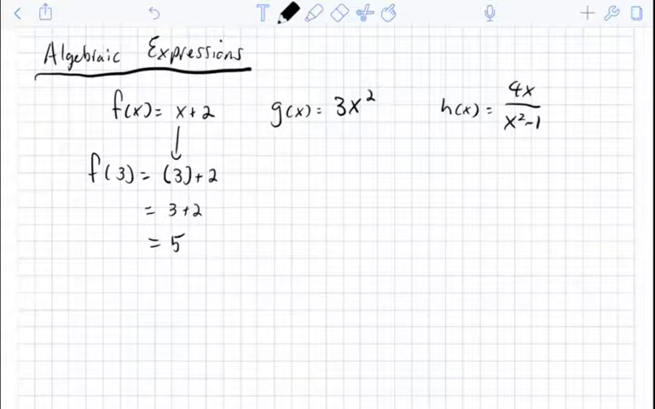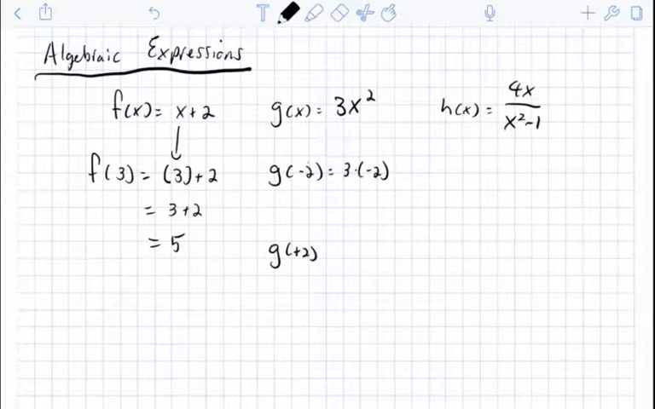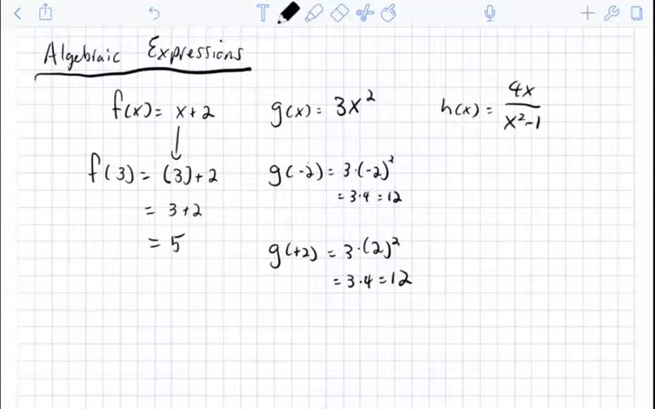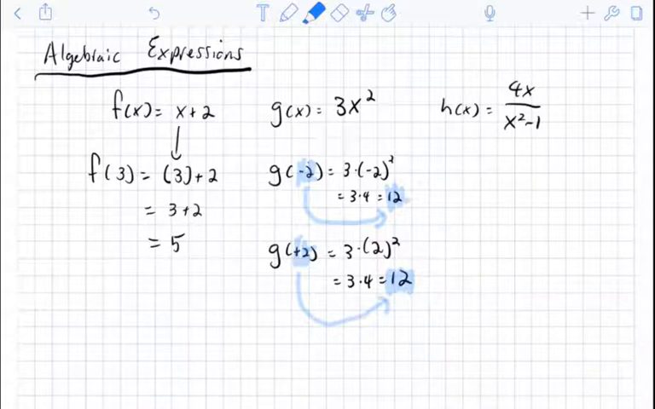Or you might say g of minus 2, or g of plus 2. 3 times minus 2 all squared is equal to 3 times 4, which is equal to 12. 3 times 2 squared is equal to 3 times 4 is equal to 12. Just like with tables, arrow diagrams, and even graphs, different inputs can generate the same output. That doesn't mean it's not a function. It's fine.